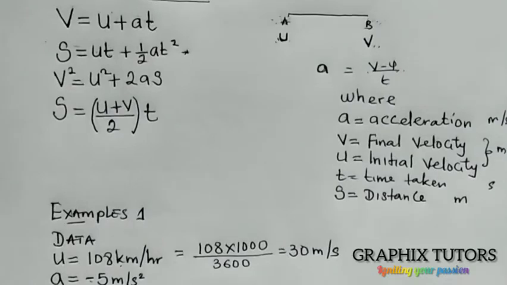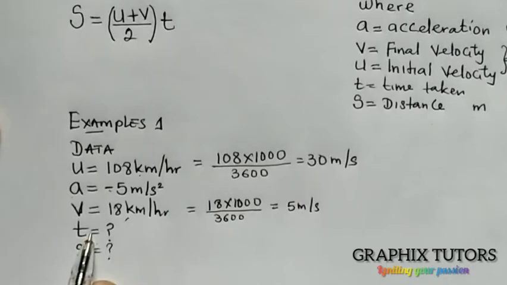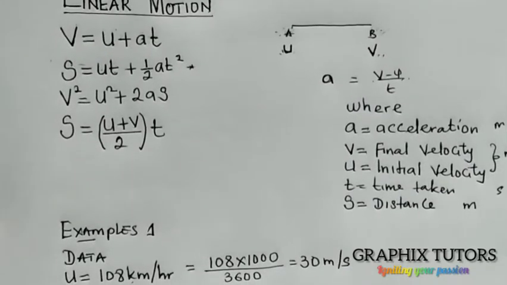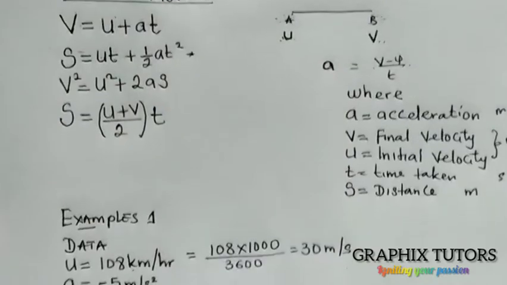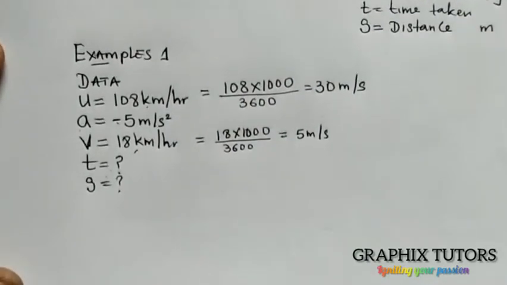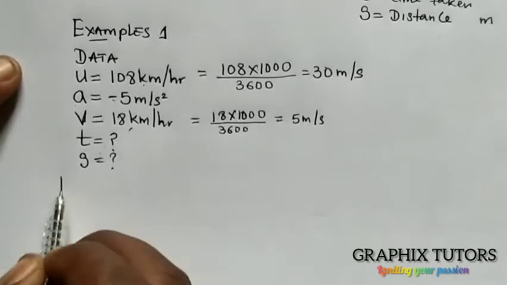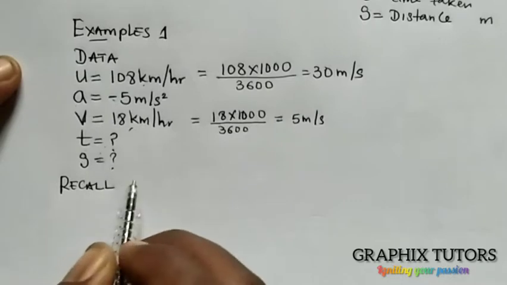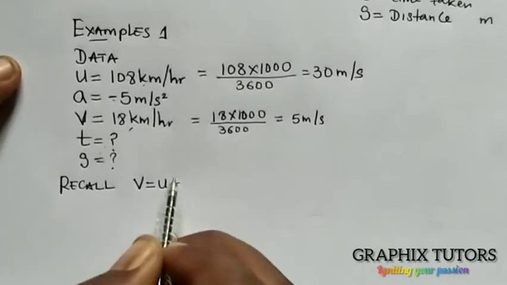Now, if you look at the other one, we're looking for T first. So let's look for T, how long. So I'll come to the first one here, that is this, because I have V, U, A, and T. So I'll say recall: V is equals to U plus AT.